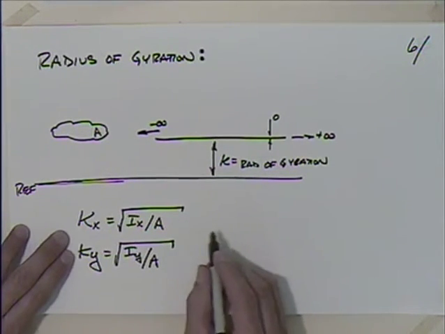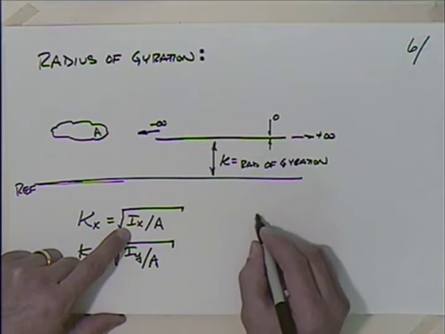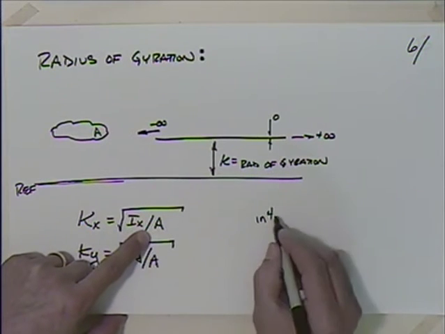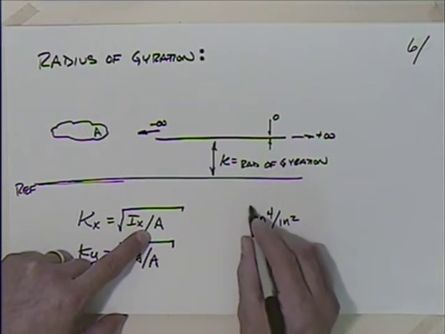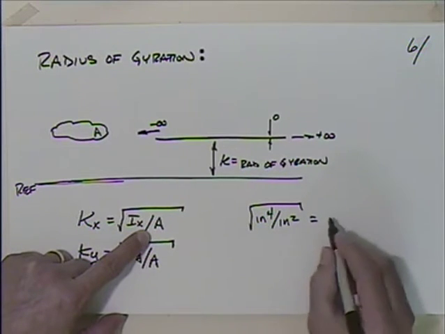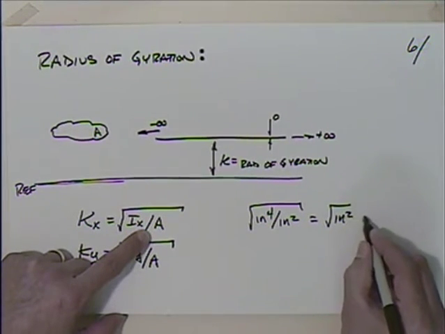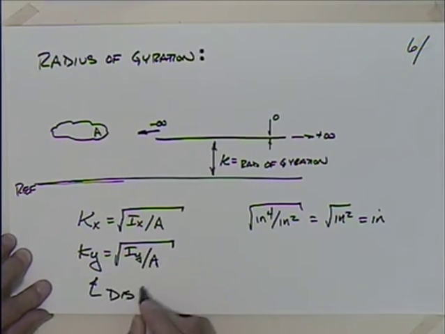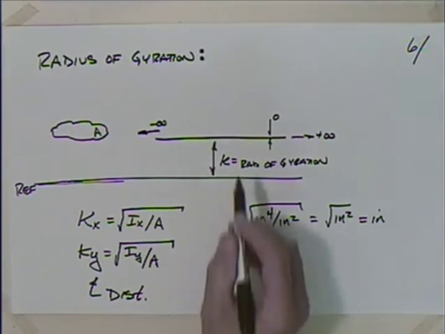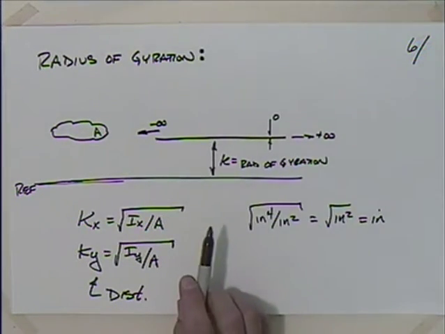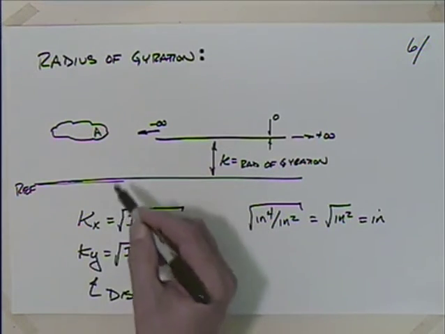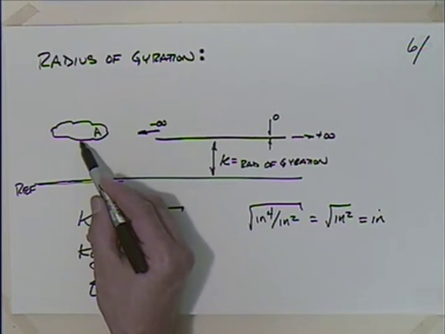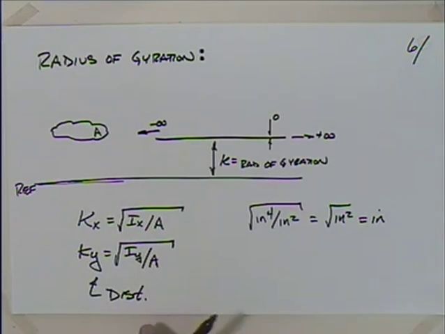Now if we look at the units on this, if you take I, which is going to be in distance, let's say inches to the fourth for sake of argument, and I divide by the area, which is inches squared, and then I take the square root of that, what do we have? We're going to have the square root of inches squared, which would be inches, right? So indeed, this is a distance. It's the distance that you could concentrate this area on that line. Or if you're talking about the radius of gyration for a mass moment of inertia, like we'll do in dynamics, it would be where you would concentrate the mass.